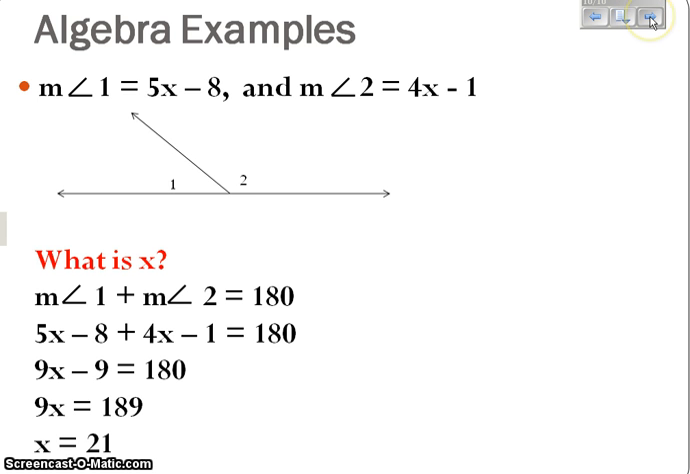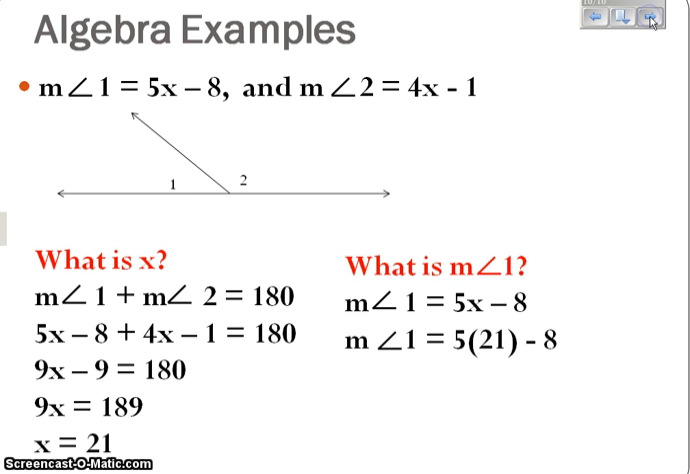So how does that help us? Well, once we know what x is, we can figure out what angle 1 is. We just take 5x minus 8, and we plug 21 in for x. That gives us 105 minus 8, which is 97. You could do the same thing for the measure of angle 2, just plug x in. Or you could, once you had the measure of angle 1, say, well, I know that angle 1 and angle 2 equals 180, and just say 180 minus 97 would give me my answer for angle 2.